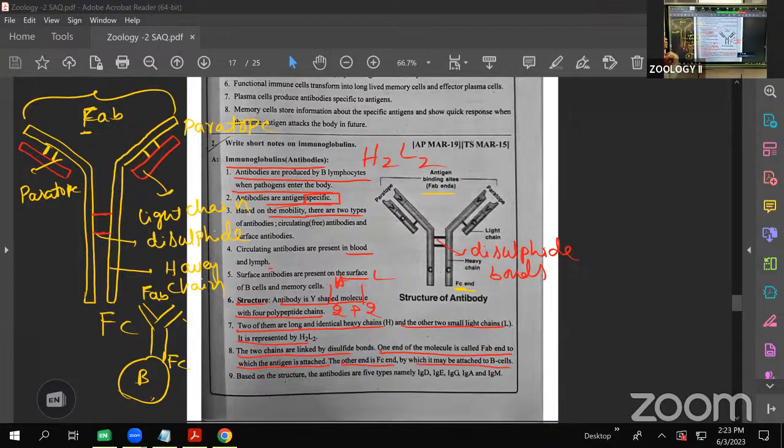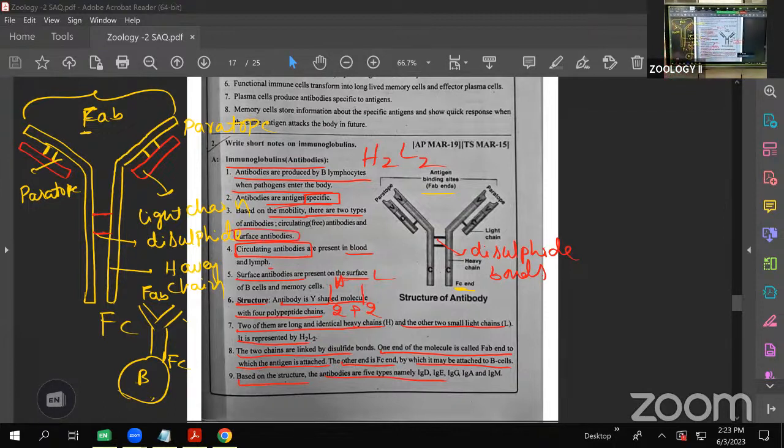Based on the structure, the antibodies are again classified based on mobility, as we discussed. Based on mobility, antibodies are of two types: circulating antibodies as well as surface antibodies. Some are freely moving, and that's why we call them circulating antibodies. They are present in the blood and lymph. The other are called surface antibodies. These surface antibodies are present on the B cells.